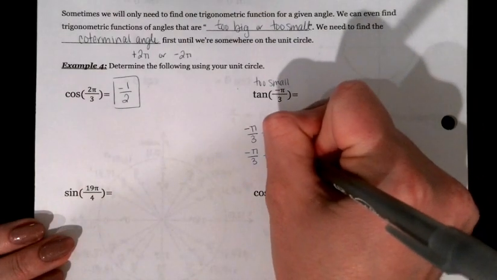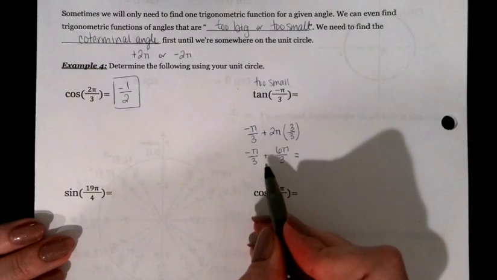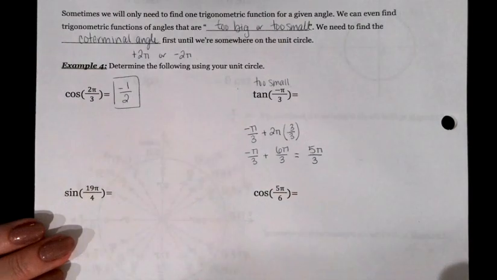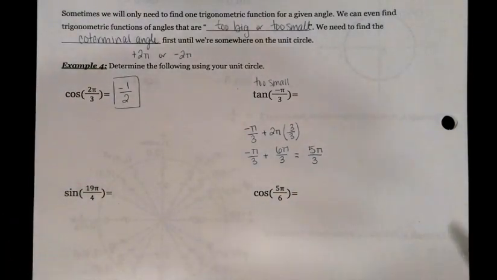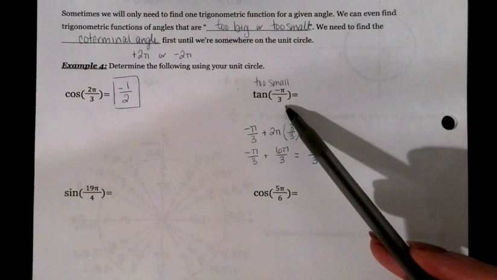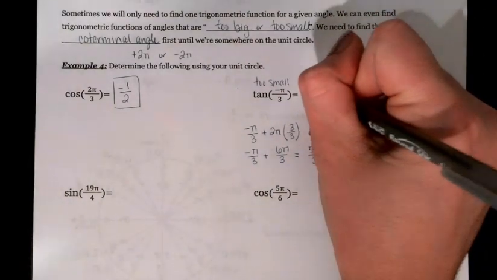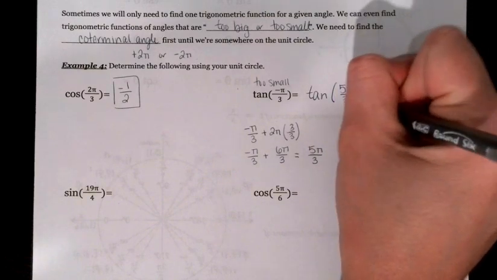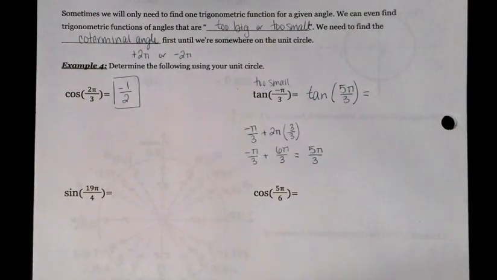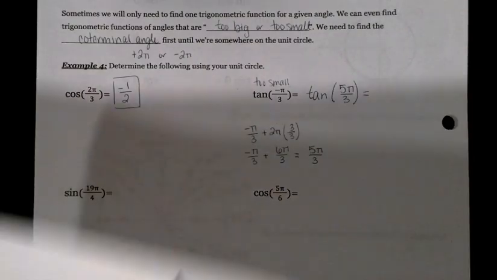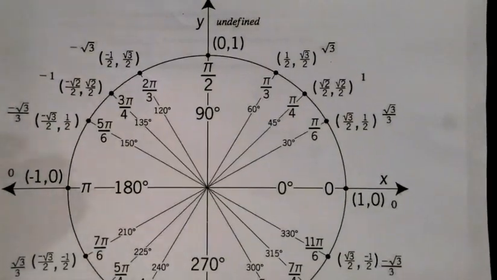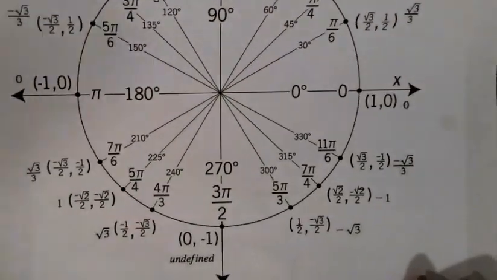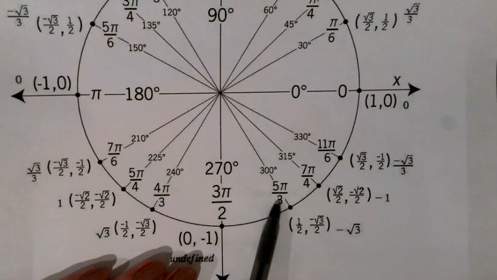So now I can add them. So negative pi plus 6 pi is 5 pi, and then when we add fractions, we do not change our denominator. So instead of finding tangent of negative pi over 3, I actually want to find tangent of 5 pi over 3. And 5 pi over 3 is on my unit circle, so I'm going to bring that back in. So 5 pi over 3 is actually in quadrant 4. So we're looking right here.